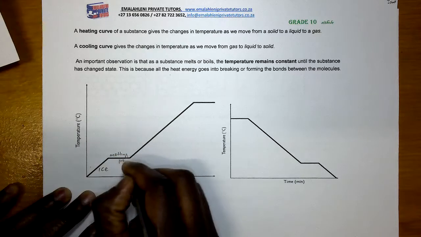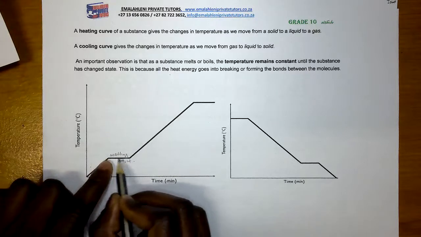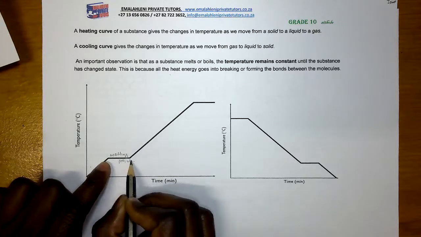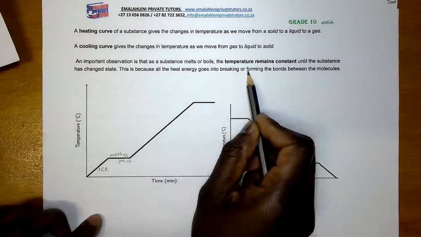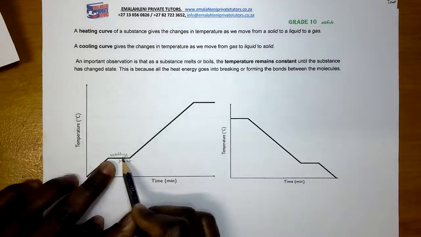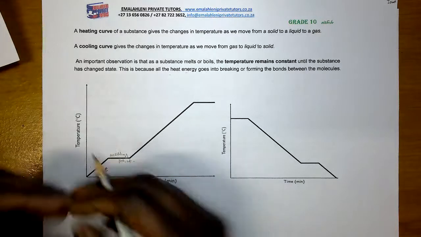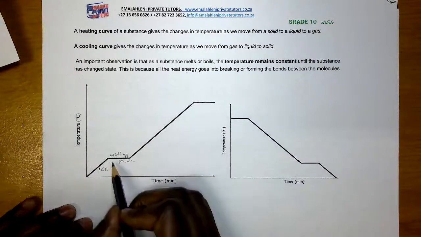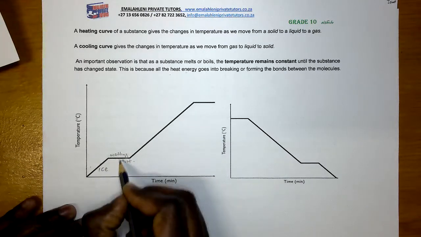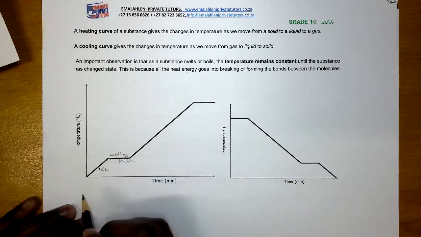So, melting point. You find that the temperature remains constant here. This is because the heat energy goes into breaking the bonds of the water, separating those water molecules. So that's what happens. That's why we find that the temperature remains constant here.